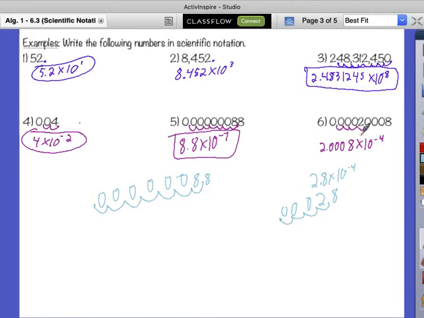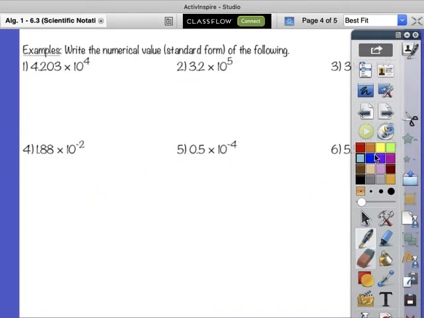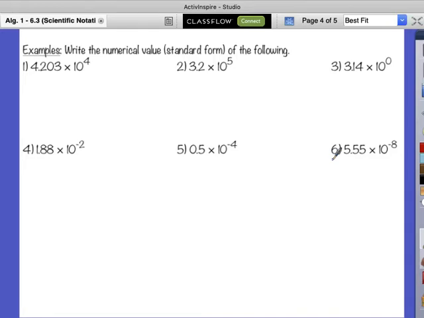Let's flip the page here. You might know how to do these. These are easy. Let's try number 1 here. We started with scientific notation, and now we're going the other direction. Once you have number 1, or have questions on it, raise your hand.